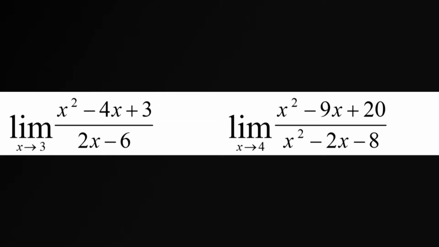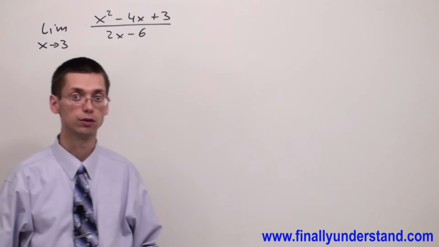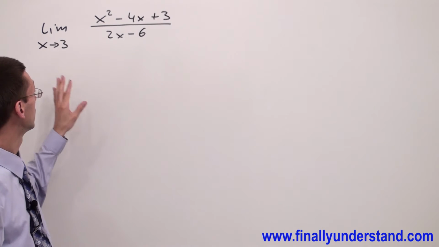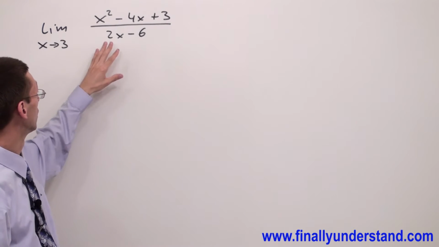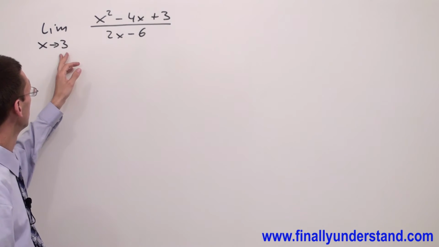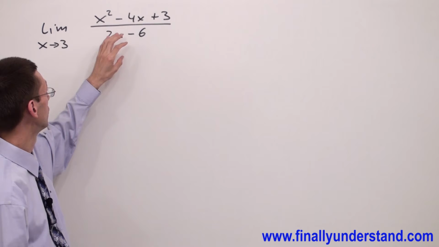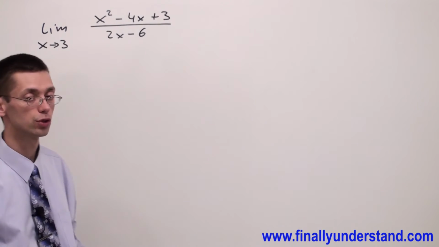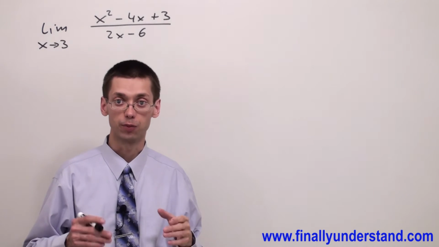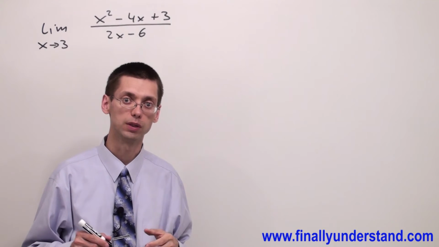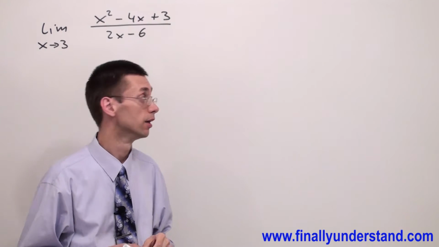We have another example. Limit of the rational function. In other words, we again have a fraction. We have to start solving this problem by looking at the denominator. Replace x by 3 and check what we are going to have in the denominator. We have 2 times 3 is 6, minus 6 gives me 0. Keep in mind, we cannot have 0 in the denominator. We never divide by 0.